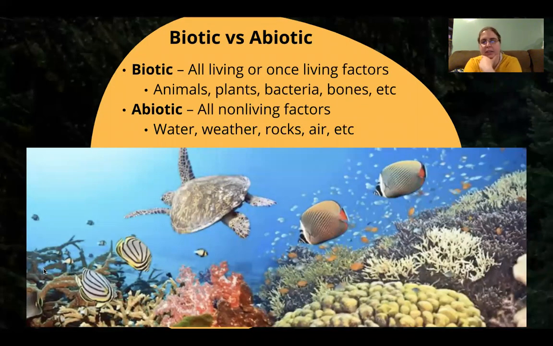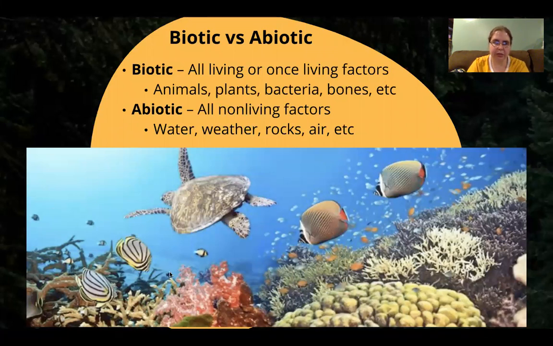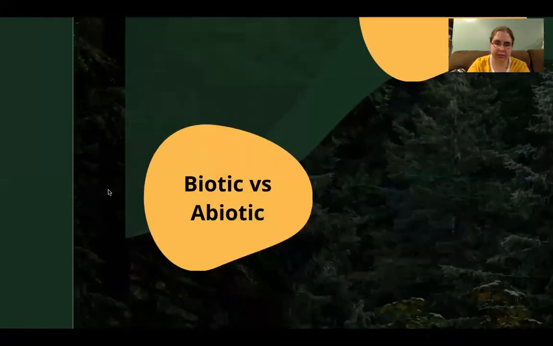So biotic, and you guys remember, hopefully you remember, biotic is all living or once living factors. So animals, plants, bacteria, bones, etc. So in this picture, the turtle, the fishies, the coral, yes, coral's alive, bacteria that's in the water, all of those are the biotic factors. Abiotic is all the non-living factors. So the rocks that the coral have attached to, the water, the dirt of the ocean floor, the sunlight coming through, all of that would be the abiotic factors.